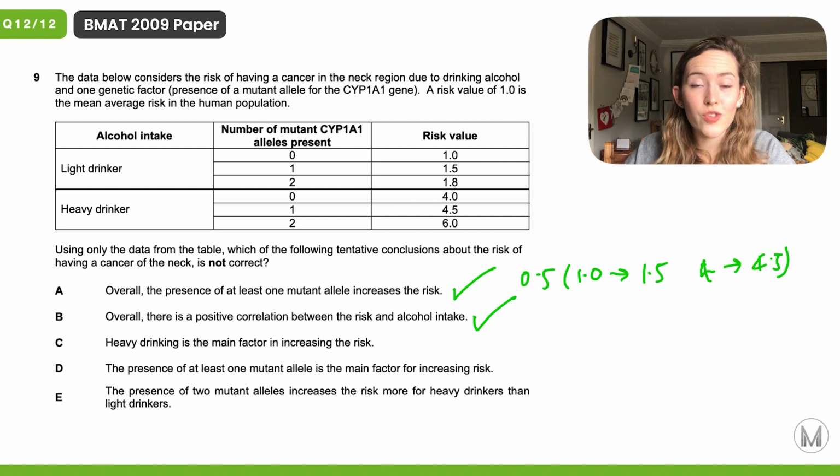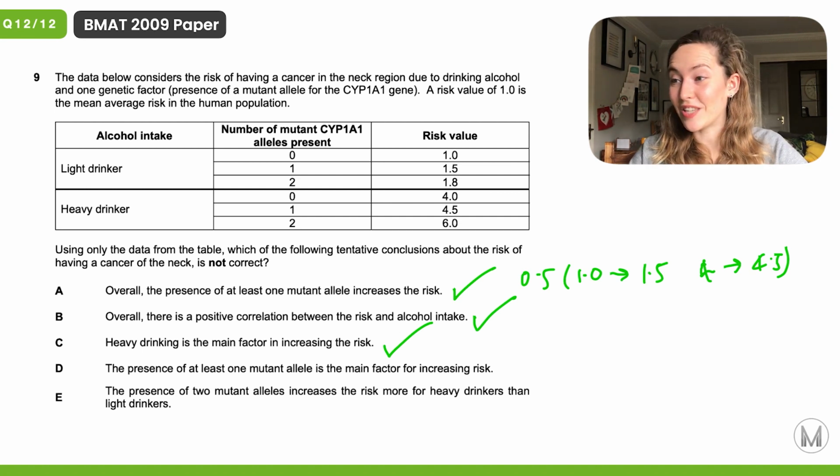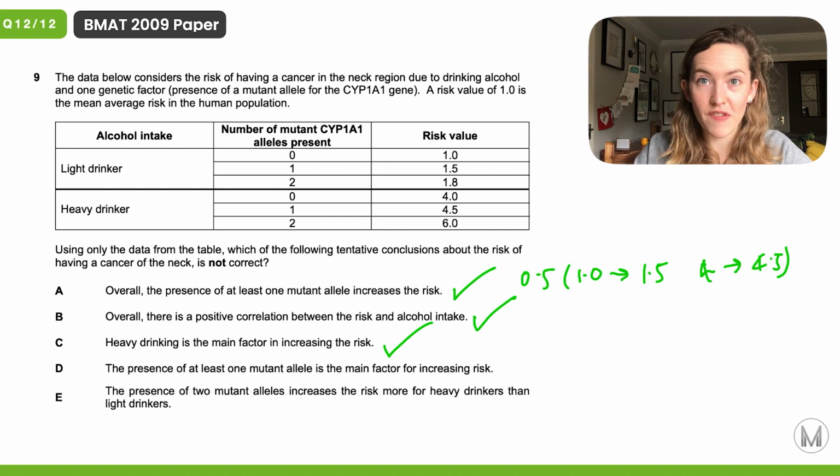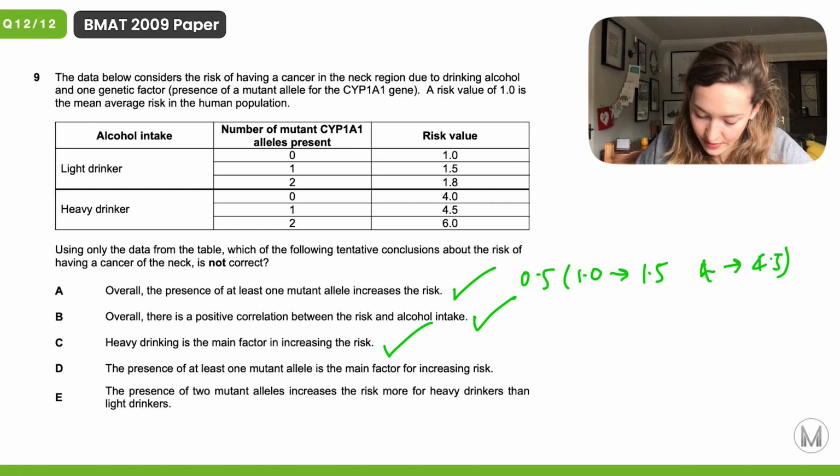Statement C is also correct because alcohol intake significantly increases the risk, from being in the range of 1 to 1.8 to in the range of like 4 to 6. That is greater than a 4-fold increase, so it is significant. Statement E is also correct, as the difference between the risk values with 1 and 2 alleles for heavy drinkers is 1.5. So we did 6 minus 4.5 is 1.5, and it's only 0.3, so 1.8 minus 1.5 for light drinkers. So that's definitely correct as well.